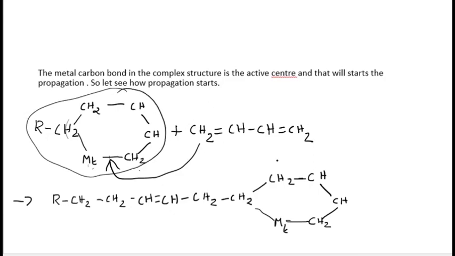So, these are the propagation steps. Let's see how it happens. The bond between the metal ion and the carbon atom of the monomer is the active center which will add the monomer into it. So, the monomer is inserting between the metal ion and the carbon atom of the monomer. So this coordination polymerization is also said to be insertion polymerization.